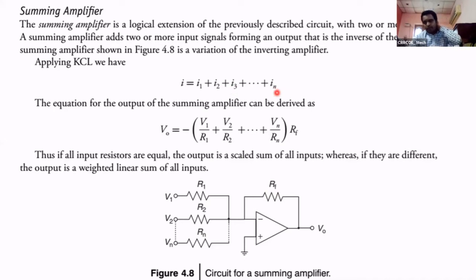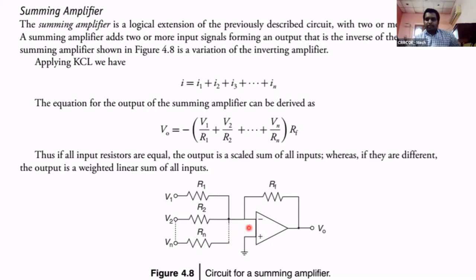Now what is the current I1? That is the voltage difference by resistance. Suppose the voltage at this node is Vs. The currents are Vs minus V1 by R1, Vs minus V2 by R2, Vs minus V3 by R3, Vs minus Vn by Rn. Those are the currents.